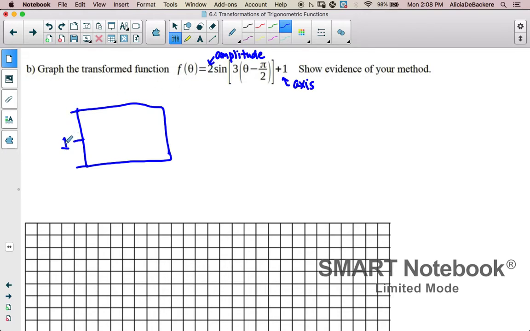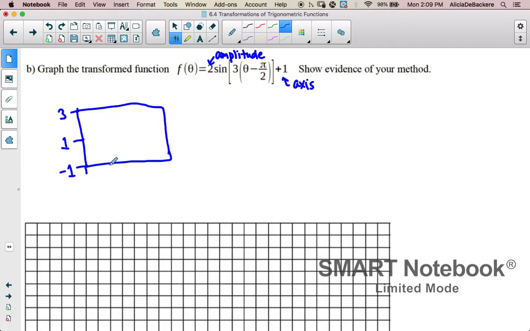So I'm starting at 1 in the center, and my amplitude is going to be going 2 above and 2 below. So 2 above, my maximum will be at 3, and 2 below 1, my minimum will be at -1. So all I did there, taking the C value and then adding the A value or subtracting the A value to find the min. All right, next, the horizontal stuff.